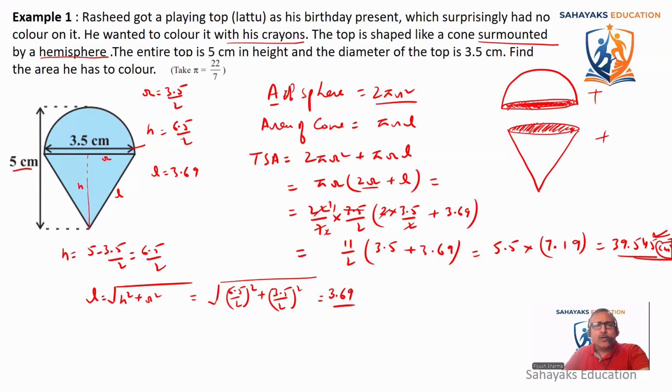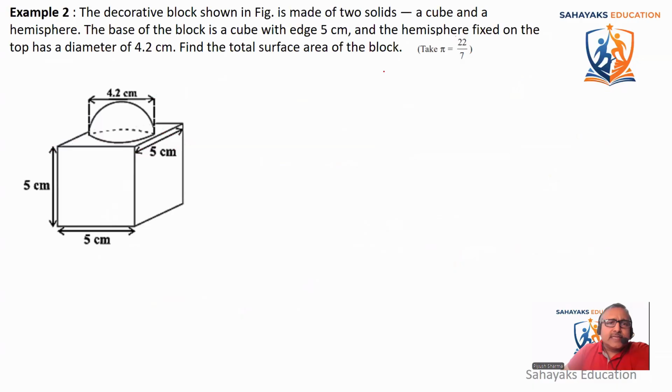Okay, so coming to the next question now. It says a decorative block shown in the figure is made of 2 solids. Now, okay, again, see, they have made a cube here. I think it's a cube. Yes, it's a cube, and it's a semisphere or hemisphere.